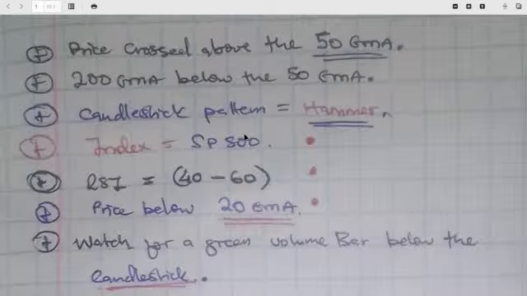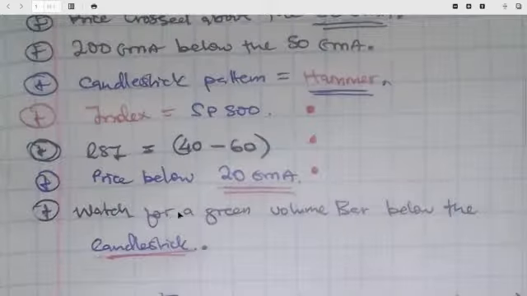When you do this, make sure the RSI is between 40 and 60. Then finally, make sure the price is below the 20 EMA. When you make sure the price is below the 20 EMA, it keeps it within the RSI range. And finally, watch for a green volume bar below the candlestick, and I'll show you a trick that I use on Finviz to catch a green volume bar.